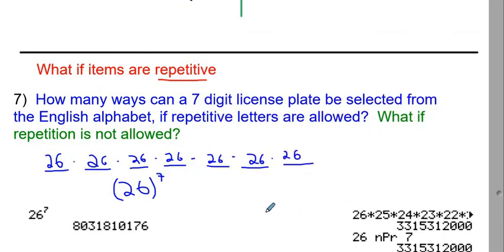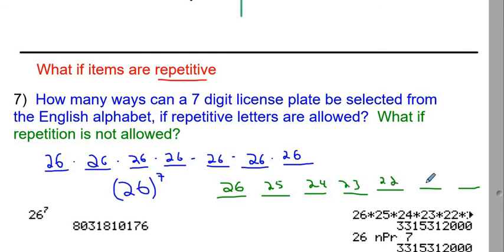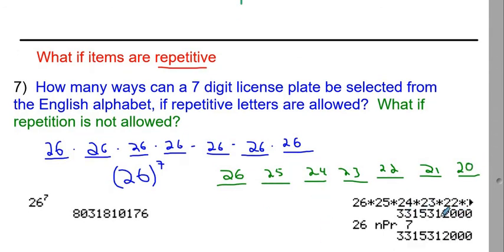So the same exact problem, if I don't have repetition: 1, 2, 3, 4, 5, 6, 7. If I choose A, then for the next letter I can't choose A. So this would be 25. And then if I chose A and M, I would only have 24 left, and then so on, 23, and then 22, and then 21, and then 20. And if you multiply all those together, you'll get this very large number.